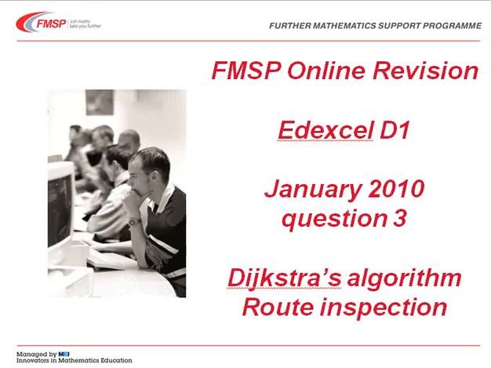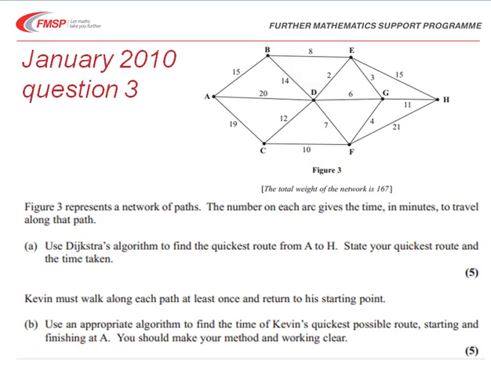In this video I'm going to be looking at the solution to question 3 from the January 2010 Edexcel D1 paper. The topic of the question is Dijkstra's algorithm and route inspection. The question refers to a network given in figure 3 where the numbers on each arc are times to travel along each of the paths.